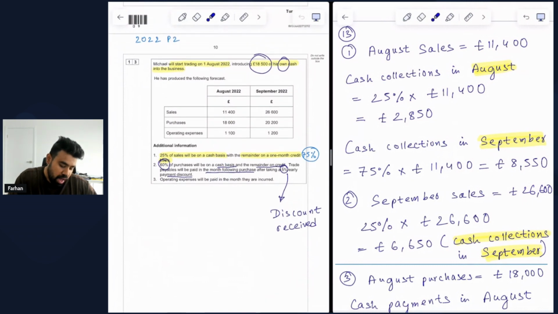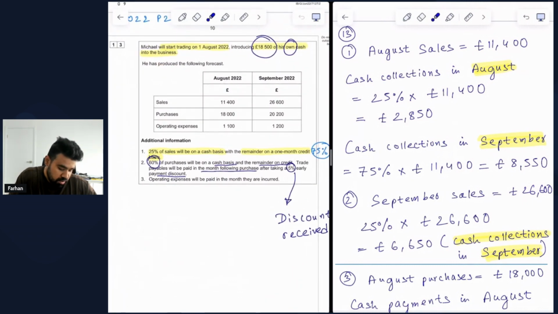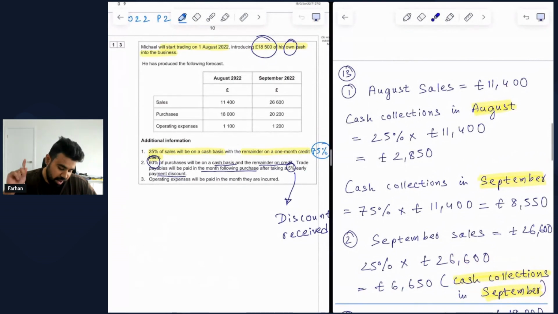First of all, additional information number one says that 25% of sales will be on a cash basis with the remainder on a 1 month credit basis. Okay, so hold that thought and let's start with all the calculations that we need for sales. First of all, the total sales forecasted for August is given as £11,400, which you can see here as it's given here in the forecast.